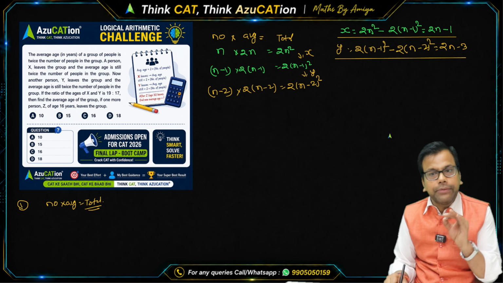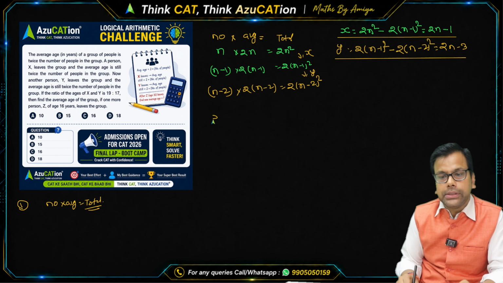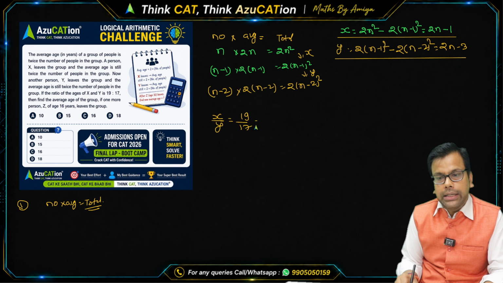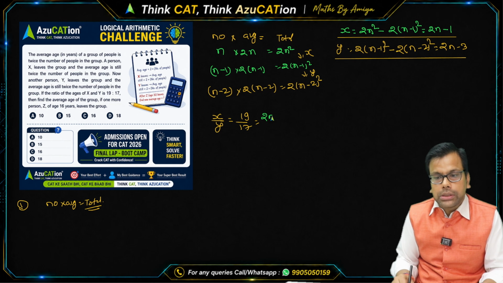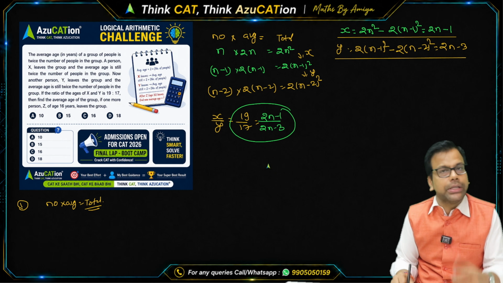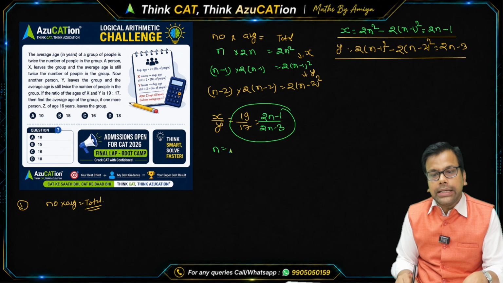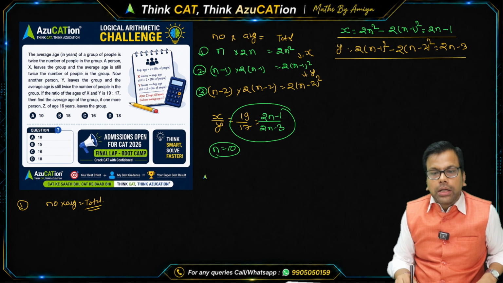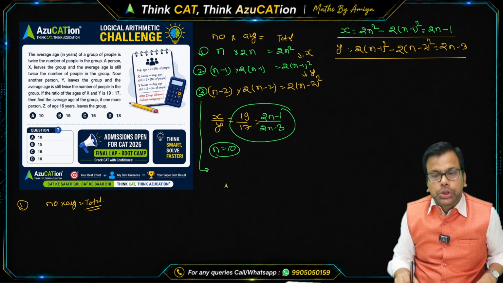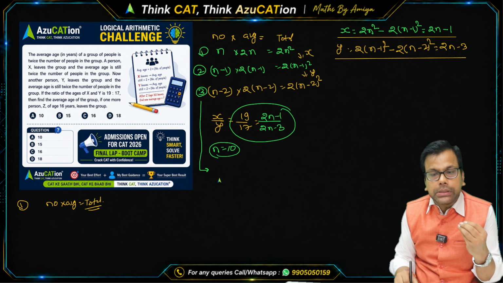Since we have both the values, as per the question, we know x by y is given as 19 by 17. And here the values of x and y are 2n minus 1 and 2n minus 3. This is obvious, visible. We get n is equal to 10. So our entire value of n is 10. Now work here only. So how many members are left? The members left are 8.